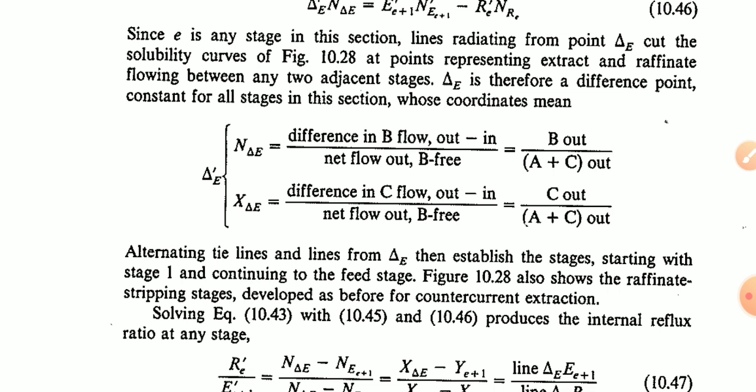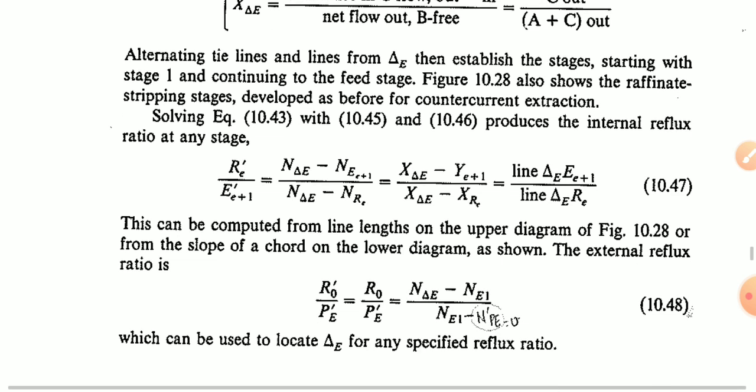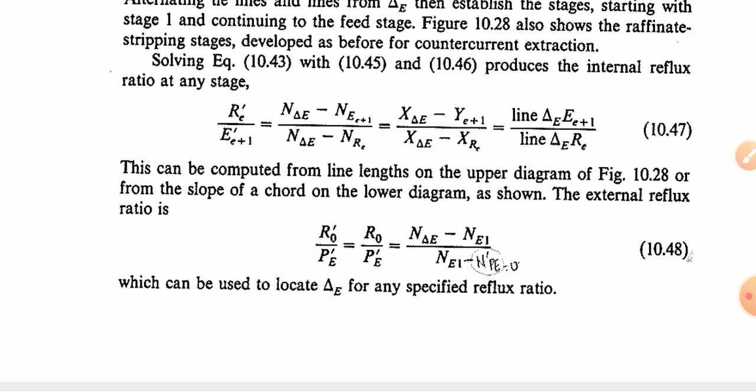Now according to the tie lines and the tie lines from del E, establish the stages starting with stage 1, continuing to the feed stage, figure 10.28. Also show the raffinate stripping section part, developing the same as before for countercurrent extraction, solving equations 10.43, 45, 46. So which equations will come? These two equations.